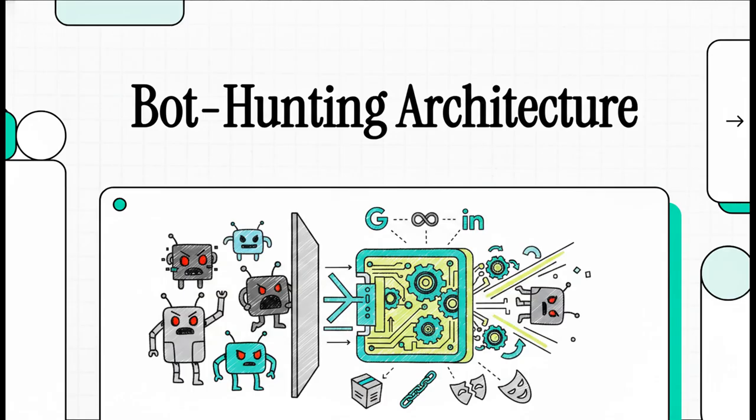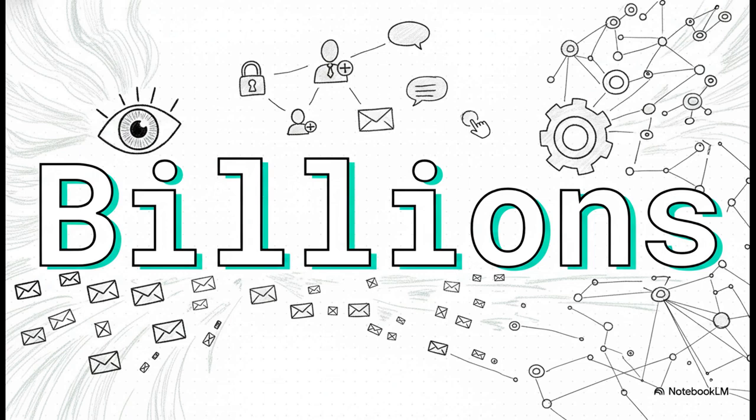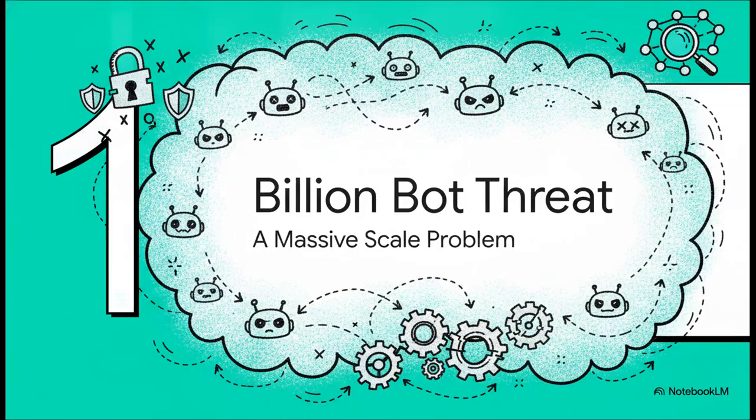Let's get started. To really understand this architecture, we first have to grasp the sheer scale of the threat. We aren't just talking about a few thousand spam emails sitting in a junk folder here. No, these systems are actively evaluating billions of events every single day. That's logins, account signups, private messages, and honestly, every little click or engagement. The engineering challenge is absolutely massive. So, let's start with Section 1, the billion bot threat. It's a problem of massive scale.